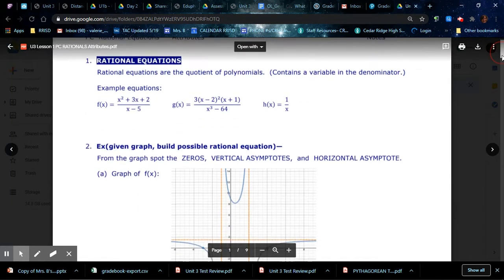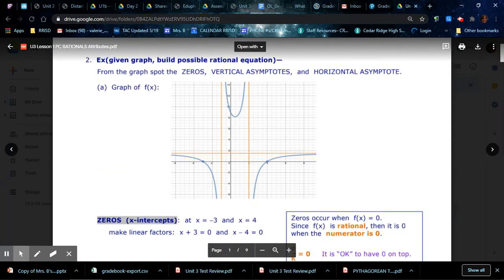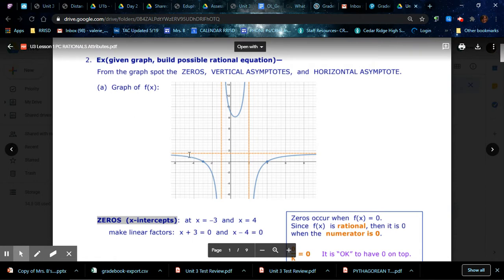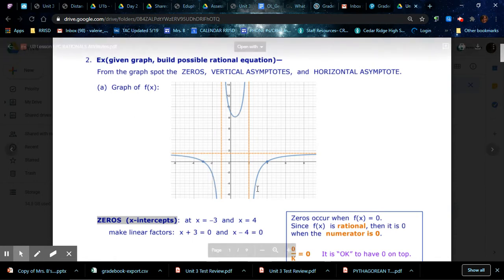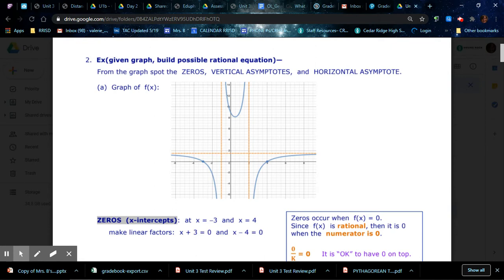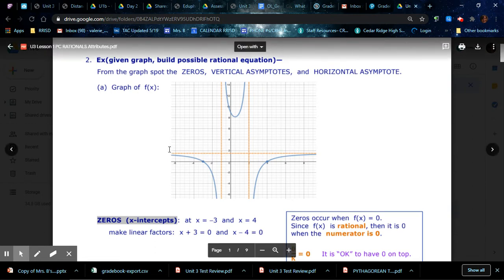So let's look at a graph of a rational equation. This is a graph here, and we're going to talk about zeros, vertical asymptotes, and horizontal asymptotes. Those are the three components that make up a rational graph. What you see here is the blue is your function. These orange lines here are asymptotes. Asymptotes are just guidelines. They are not actually part of your function. They are just guidelines for your function, imaginary lines. This one, left and right, is the horizontal one. Here, up and down, are your vertical asymptotes.